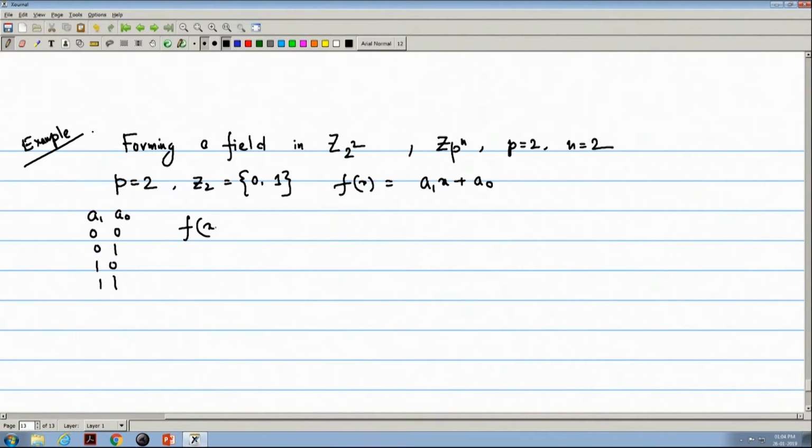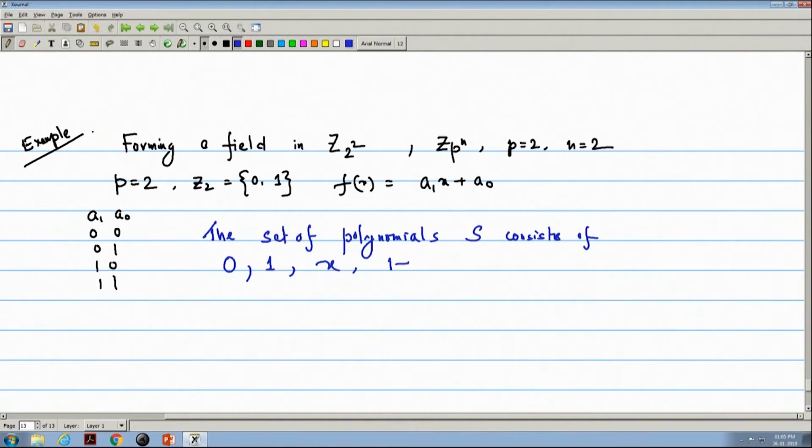So, the set of polynomials S consists of the polynomials 0 0 which means 0, then 0 1 which is 1, then x and 1 plus x. So, this is my polynomial set, that means S is 0, 1, x and 1 plus x. So, these are my 4 polynomials.